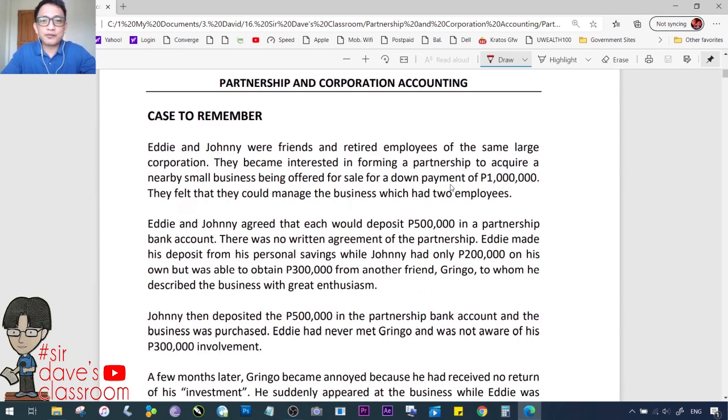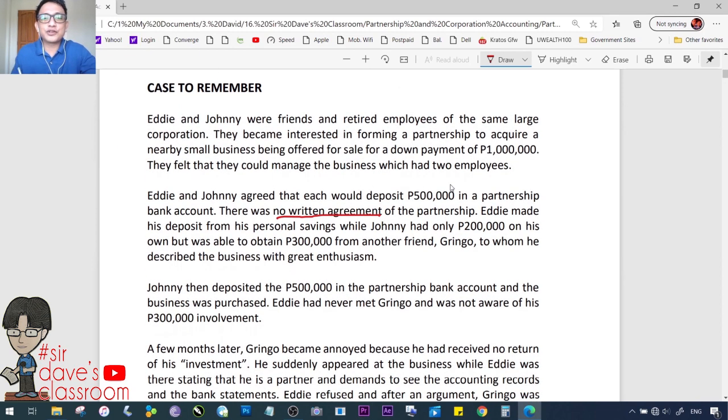Eddie and Johnny were friends and retired employees of the same large corporation. They became interested in forming a partnership to acquire a nearby business being offered for sale for a down payment of 1 million pesos. They felt that they could manage the business which had 2 employees. Eddie and Johnny agreed that each would deposit 500,000 in a partnership bank account. There was no written agreement of the partnership.